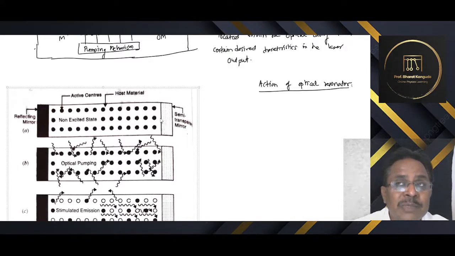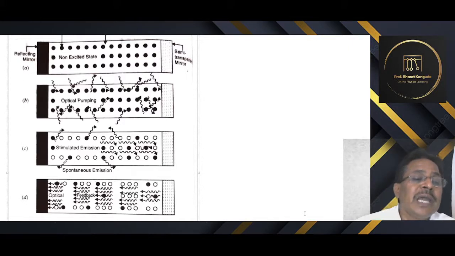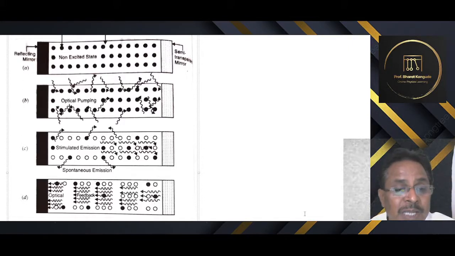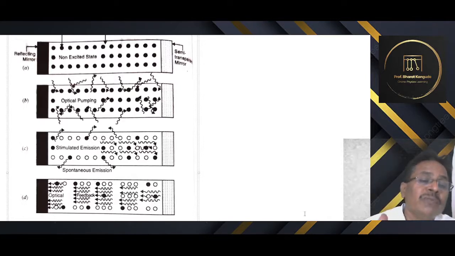Now this diagram E is the non-active or non-excited state. Now what will happen when this pumping starts? When this particular pumping starts, these radiations will be absorbed. Figure B, diagram B, shows you these radiations will be absorbed by the active centers or the atoms in this active medium, and they will go from their ground state to the excited states or metastable states.